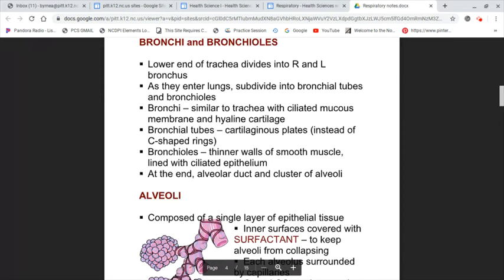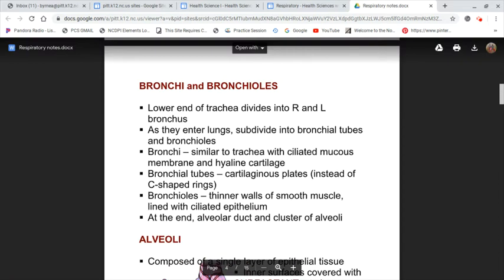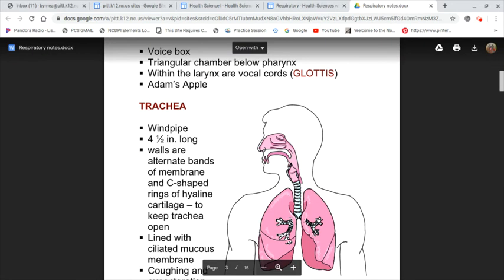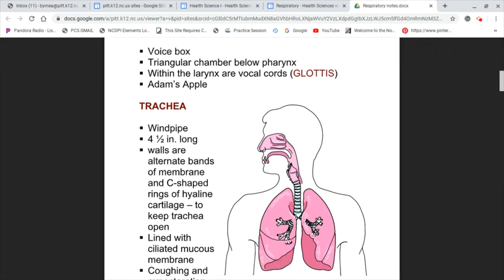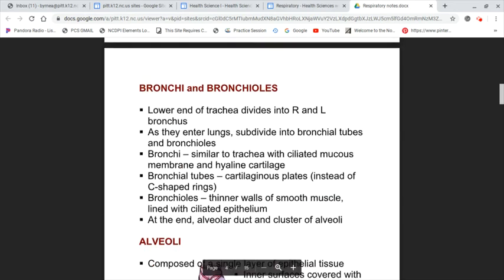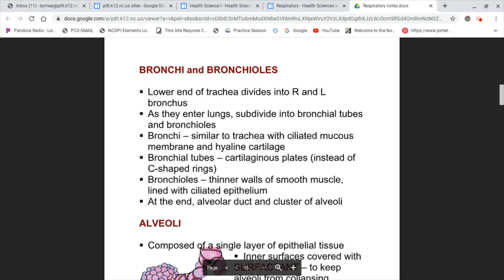Next, we have our bronchi and bronchioles. We branch off into our right and left mainstem bronchus. Right goes to the right, left goes to the left lung. And then it branches and branches and branches and gets smaller and smaller and smaller.